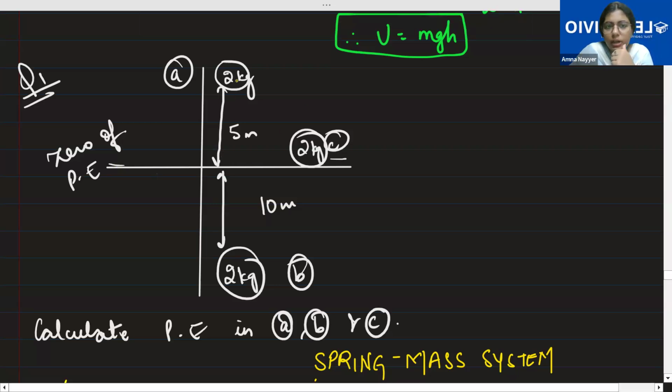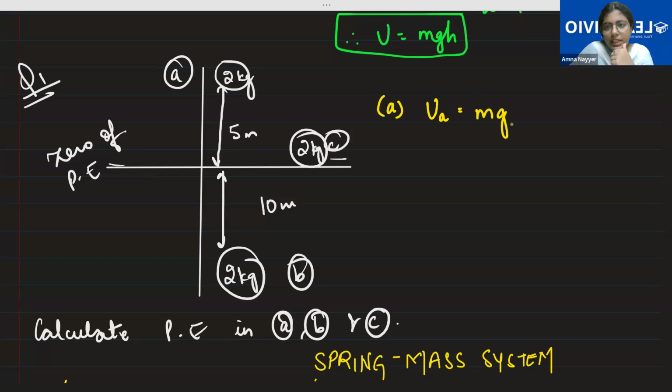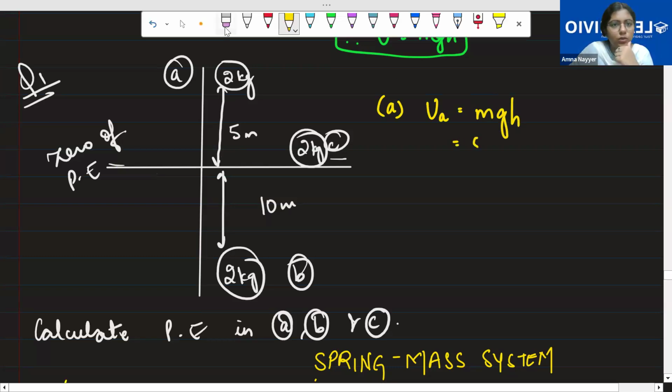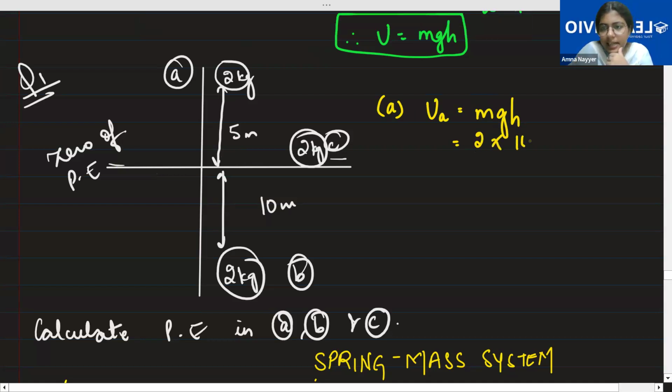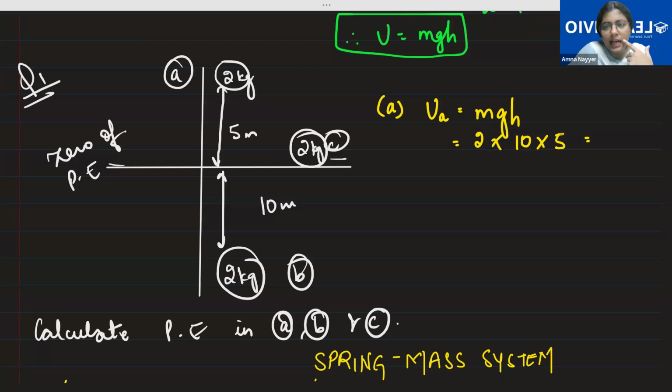So the body has been raised in the first part, A. Potential energy at A is mgh. Now the mass is 2 kg, and g is 10. But again, you have to take it as 9.8 unless stated. And that makes it 100 joules. So m, g, acceleration due to gravity, and h.